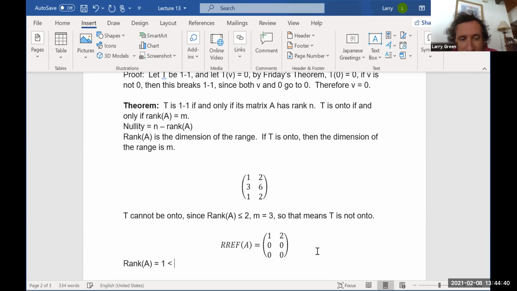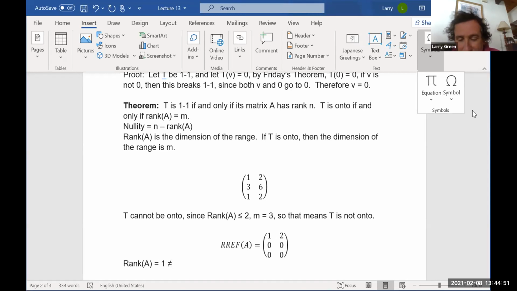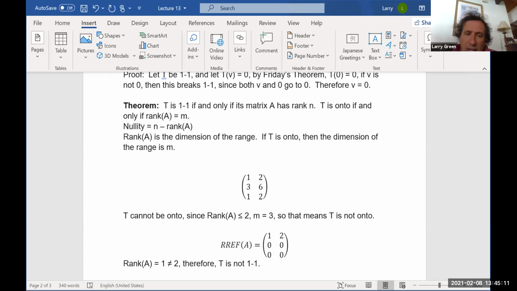And 1 is certainly not equal to 2, because we have 2 columns. It's not equal to 2. There's the 2. Therefore, T is not 1 to 1. Any questions on that?